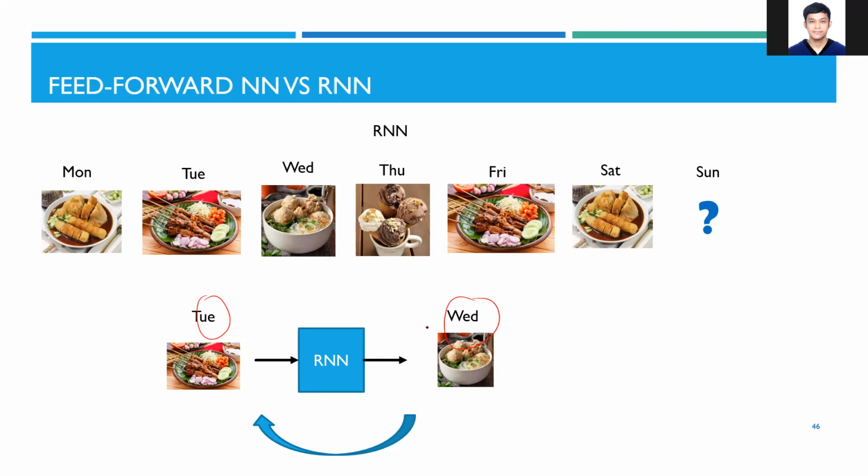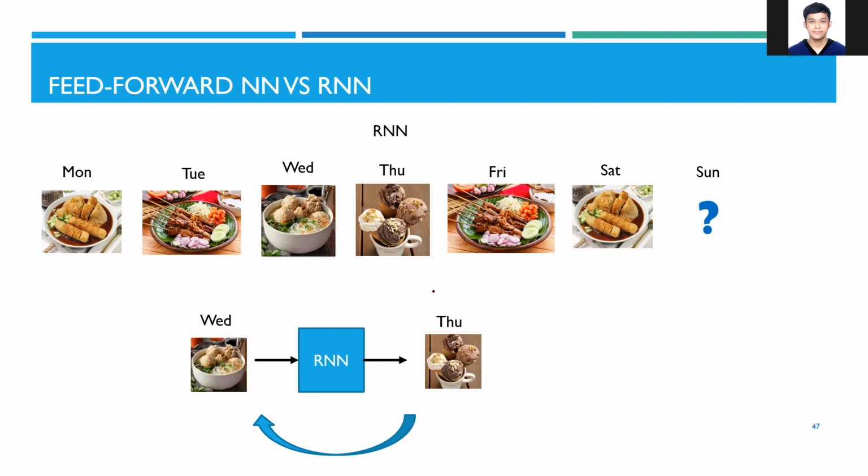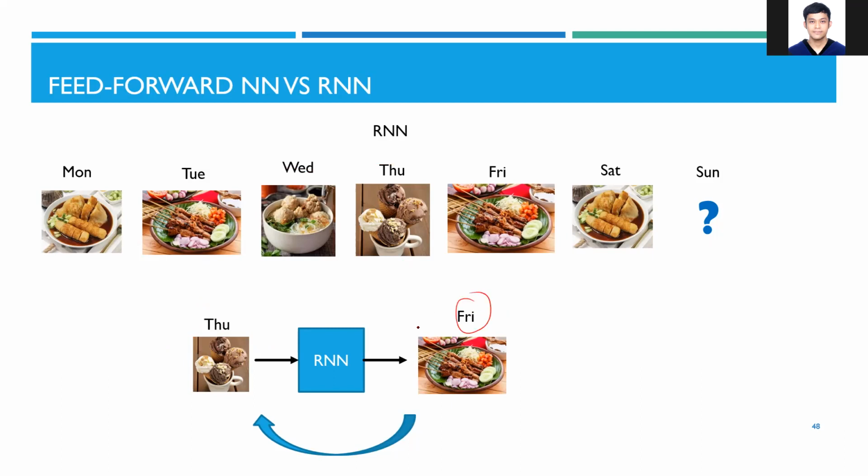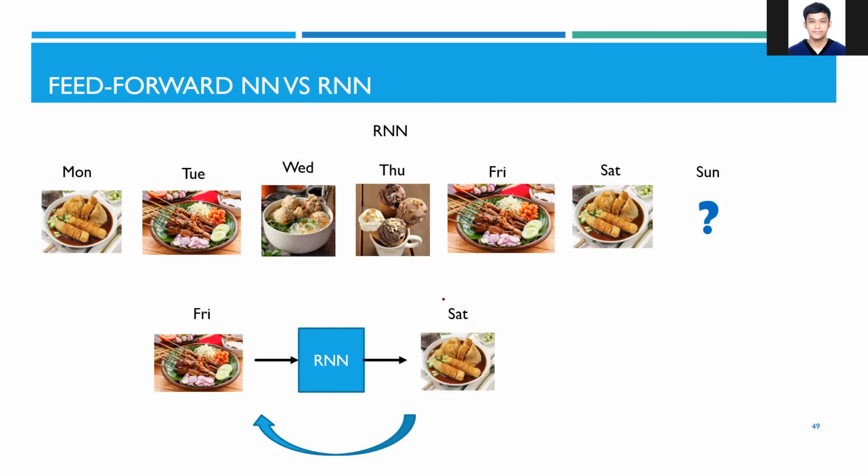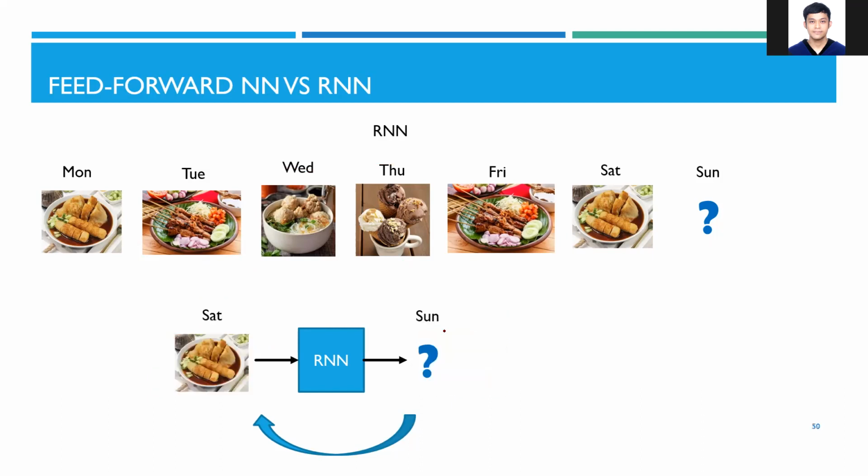Okay. And then we still use this. The Wednesday result will become the input to predict for Thursday. Thursday will be used as the input to predict for Friday. Friday is used to predict for Saturday. And finally, from Saturday, what will he eat on Sunday?